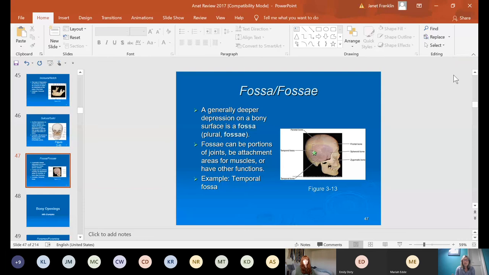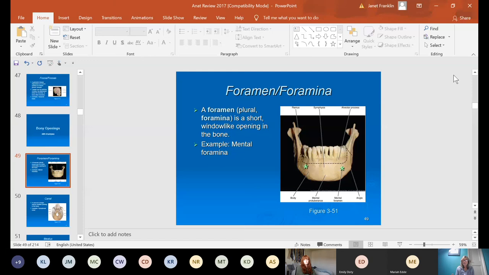Fossa can be portions of joints, be attachment areas for muscles, or have other functions, such as your temporal fossa. This temporal fossa is an indentation or a depression, and your temporalis muscle sits in the temporal fossa. Then we've got openings. A foramen is the one we know probably the most about. The foramen is the window-like opening.